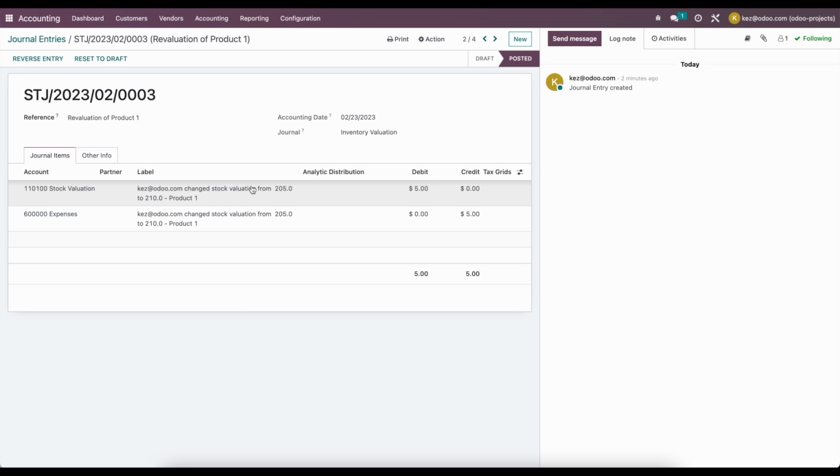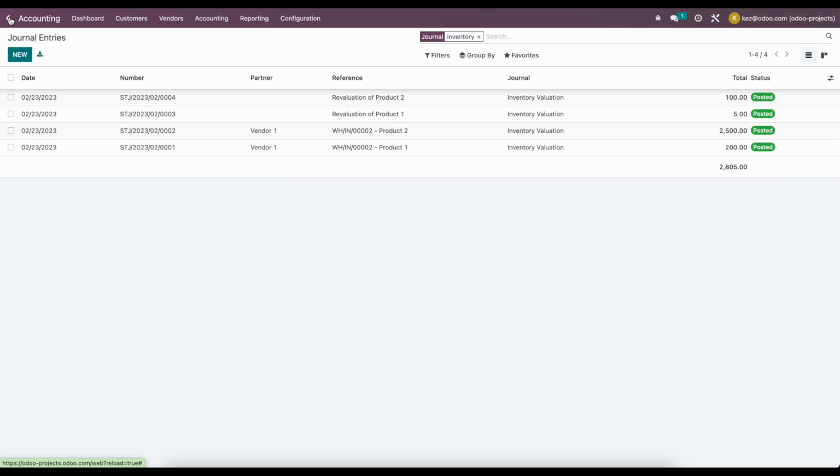And if we look at product one, we'll see the reasoning, the user who did it, the product and the adjustment, so from 205 to 210, and we see that we used the counterpart account of expenses. And the same thing is true here, but we revalued it from 2400 to 2300, and we see the stock valuation and cost of goods sold that we used. So that is how you revalue inventory in Odoo.